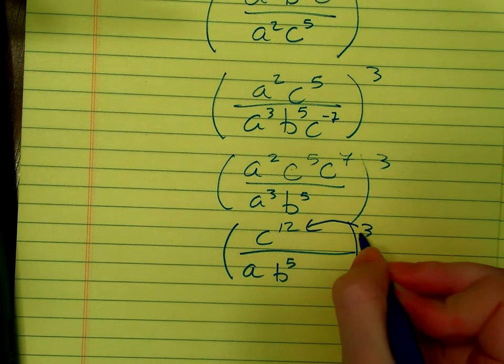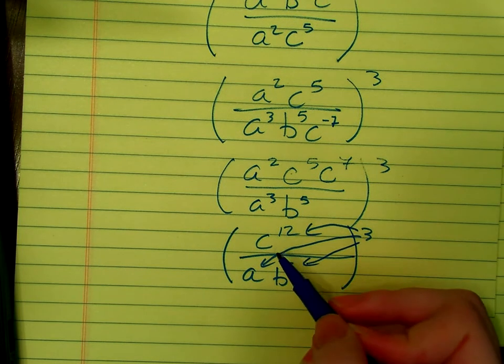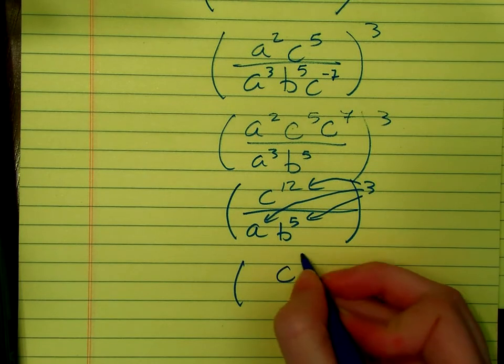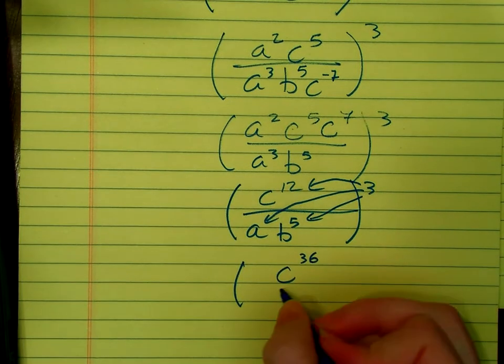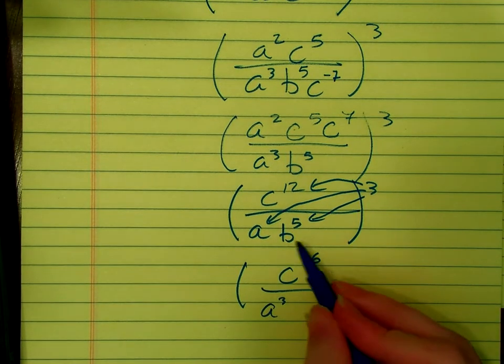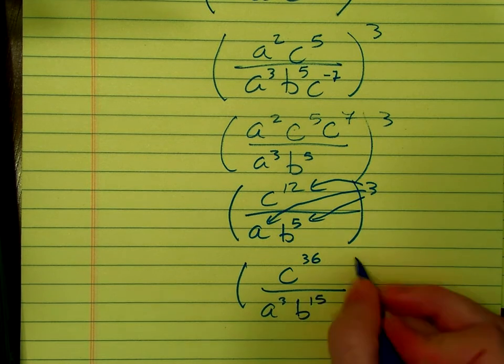Now I can distribute the 3. So this means that I've got 3 groups of 12c. That means I ultimately have 36 of those c's. I've got 3 groups of a. That's a to the 3rd. I've got 3 groups of 5 b's. That means I've got b to the 15th.